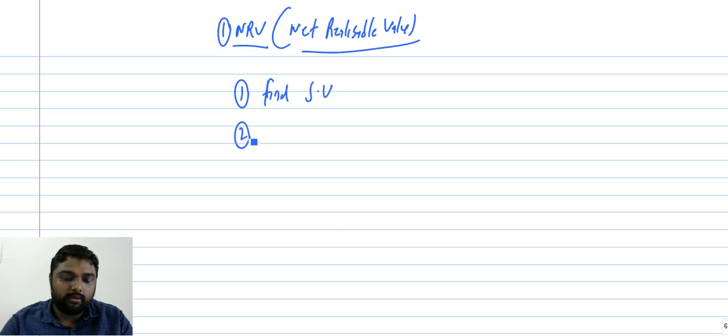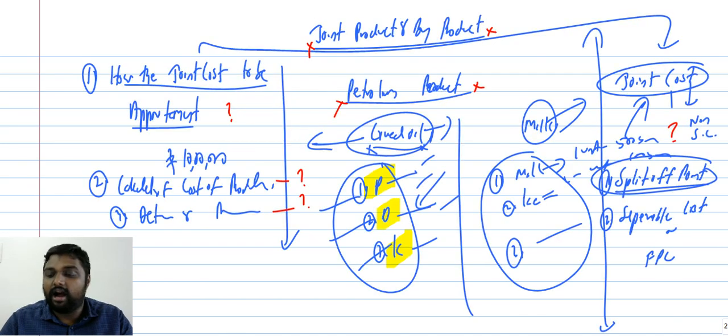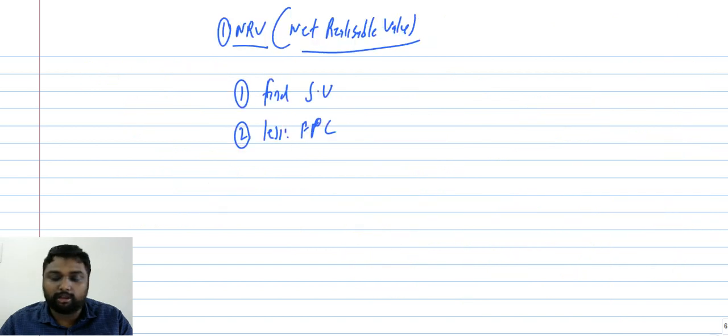Sales value less further process cost. What is further process cost? We already said that two costs will come. One is the common cost incurred for all the products, up to the level called split off cost. Any cost after split off point is called separable cost or further process cost. So that further process cost we will reduce.